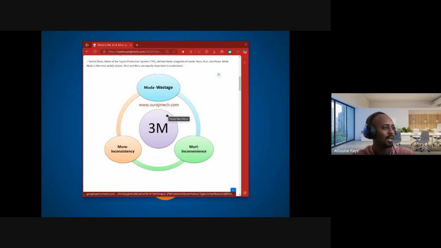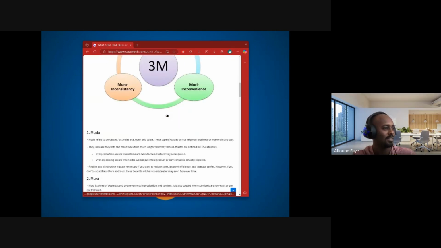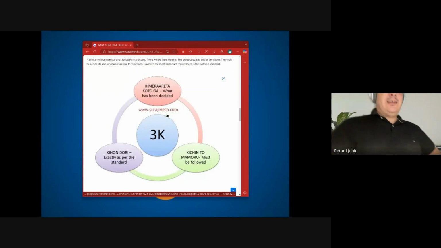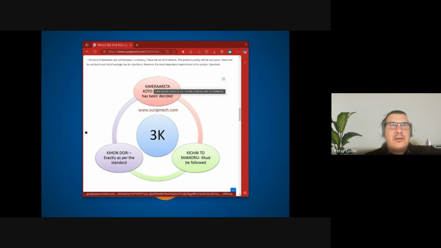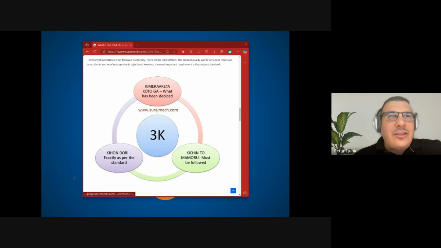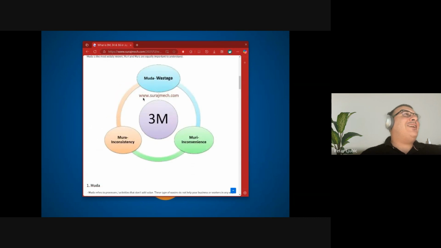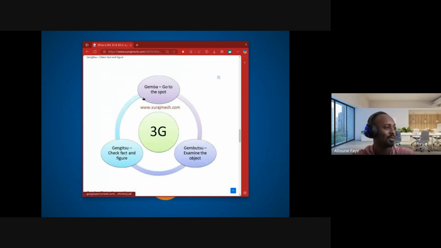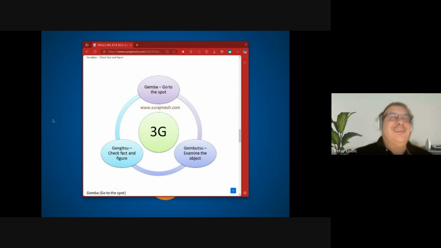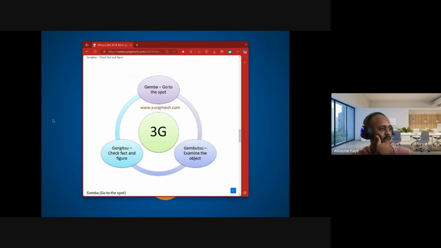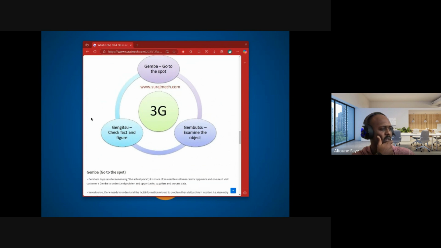Muda, this is the one, right? Japanese management, yeah. Okay. No, this is the 3K. The 3G is different. Oh wow, the 3K. Okay. Oh wow, there is the 3G too. Genba, Genbutsu, Genjitsu. Okay, so go to the spot, check facts and figures, examine the object. And why do you use this?